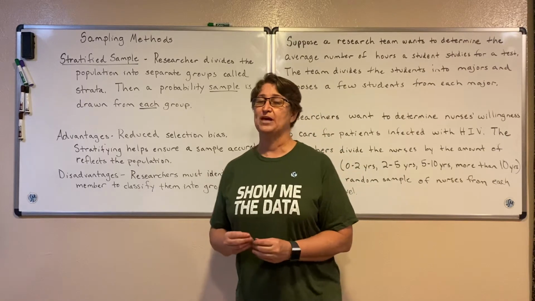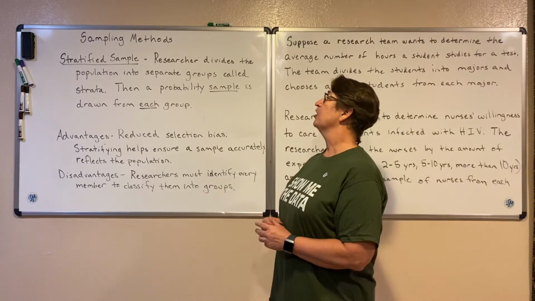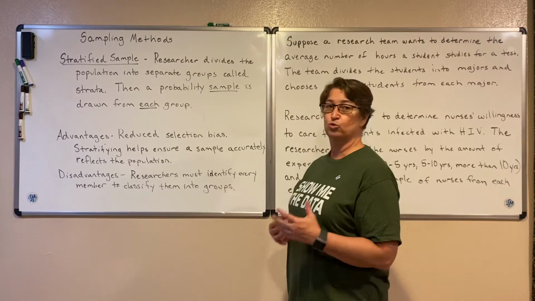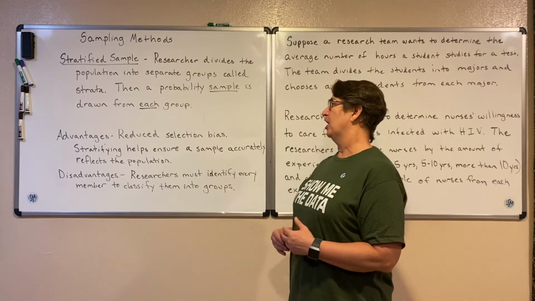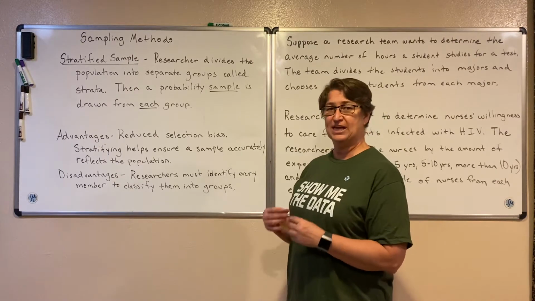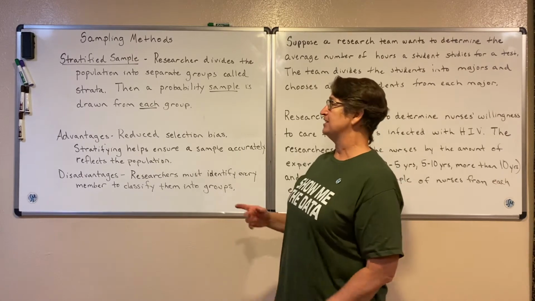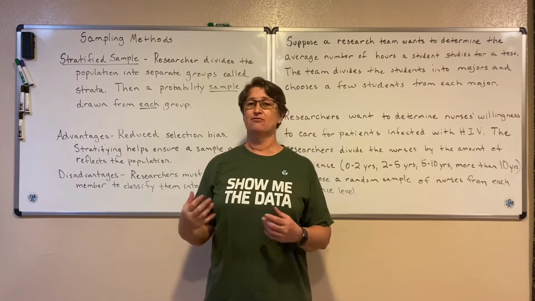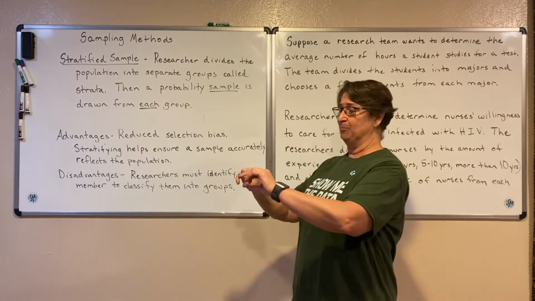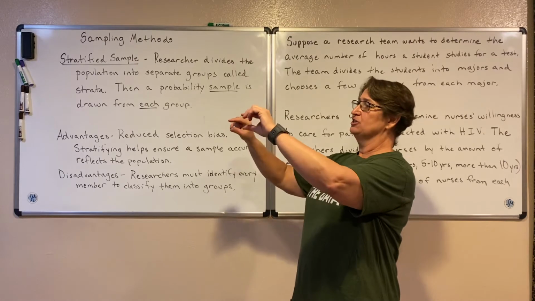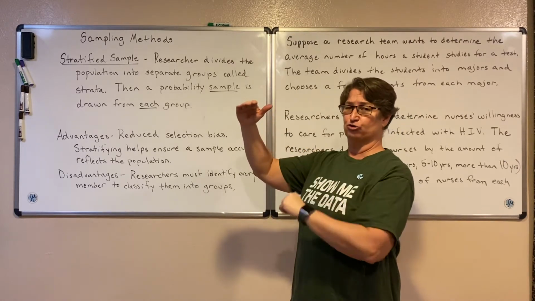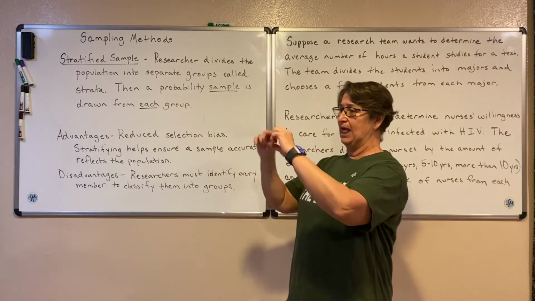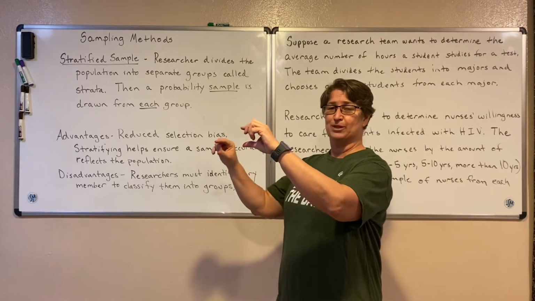In order for it to be a stratified sampling method, a researcher divides the population into separate groups, which we call strata. Then a probability sample is drawn from each group. Anytime I see this word strata or stratified, for some reason I think of dirt. Like I picture the dirt of a mountain, different layers of that dirt. And a stratified sample, we do the same thing. We layer or have groups within our population.